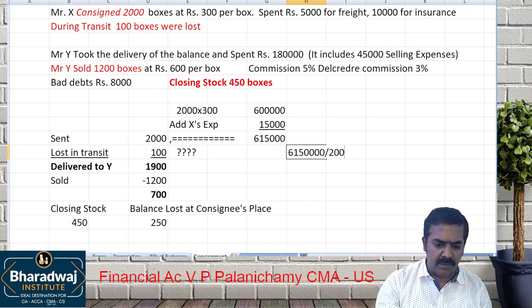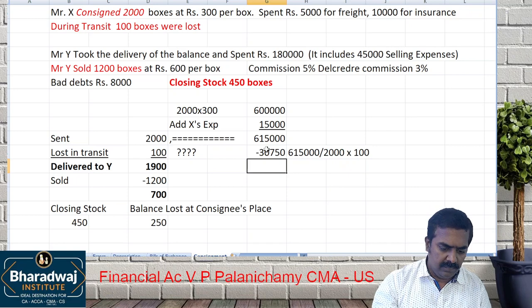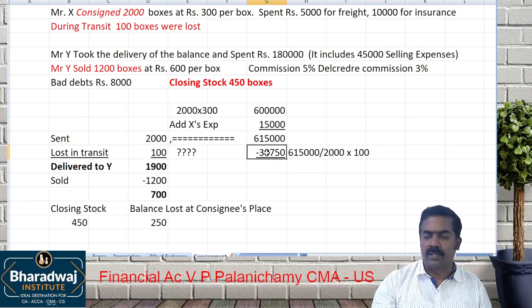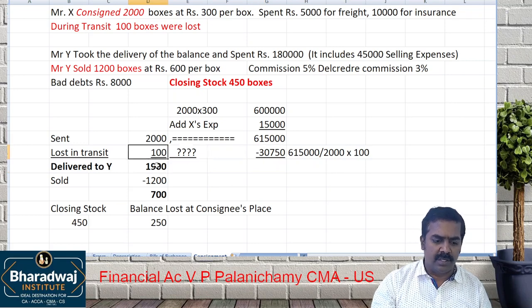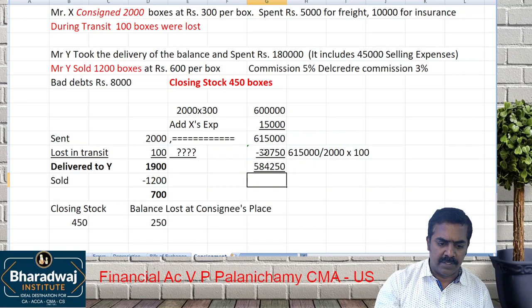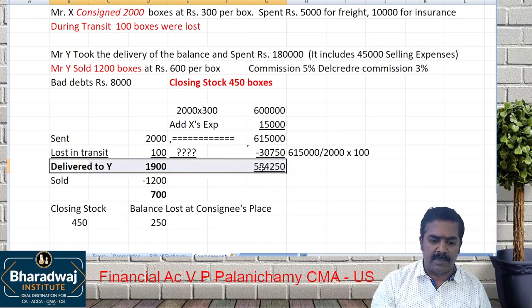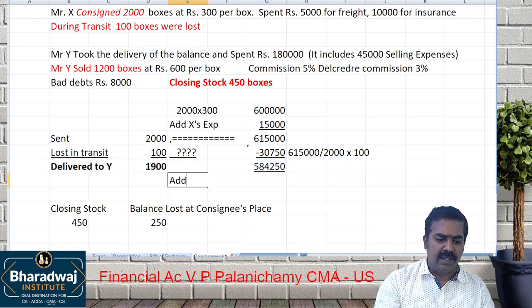If 6 lakhs 15,000 is the value for 2000 boxes, what is it for 100 boxes? The value of 100 boxes is 30,750. So the balance is delivered. How much balance is delivered? 2000 minus 100, the balance 1900 is delivered. What is the value of the 1900 boxes? Value of 1900 boxes is 5,84,250. Add non-selling expenses. You should take only the non-selling expenses of Y.